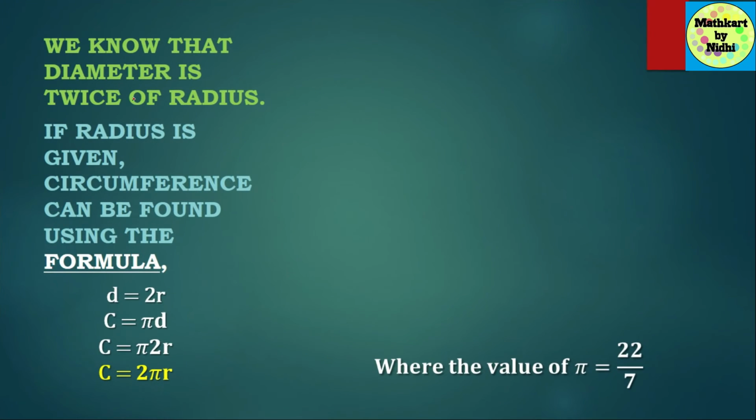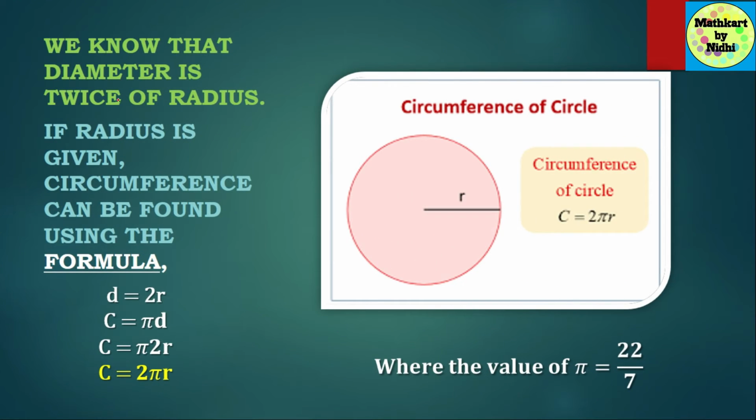Now the second condition, that we know that the diameter is twice of radius. Yes, because radius is half of the diameter. Radius is this line, and if we make one more radius in front of it, it will become a diameter. So if radius is given, the circumference can be found using this formula. What is that formula? Let us derive that.